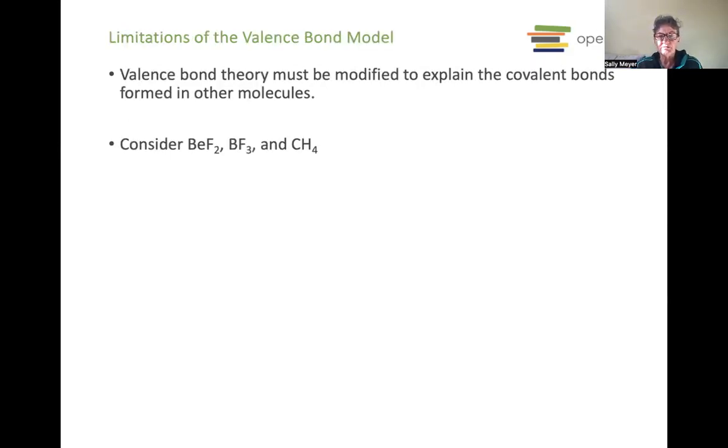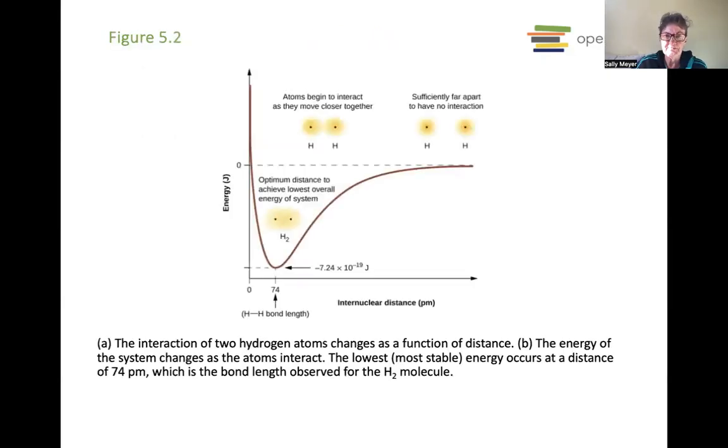So valence bond theory must be modified to explain the covalent bond formed in other molecules. So if we look at these three molecules, it's going to introduce the idea of hybrid orbitals.